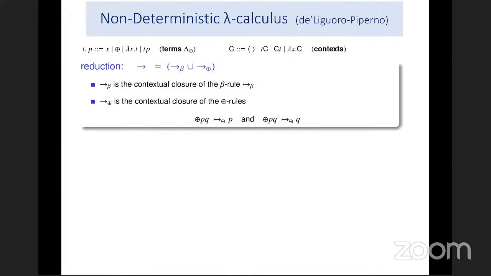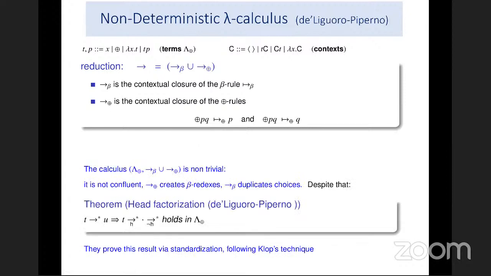So let's apply it. We give several examples in the paper, I just like to show the use on non-deterministic lambda calculus, because it's really strikingly simple. Non-deterministic lambda calculus extends call by name lambda calculus, so beta reduction, with another rule which is non-deterministically choosing either P or Q in the redex. It's non-trivial because it's not confluent. The non-deterministic choice creates beta redexes, and the beta reduction duplicates choices, but still Ronchi Della Rocca and Piperno, who defined the calculus, have shown that head factorization holds. And they proved the result via standardization following Klop's technique.